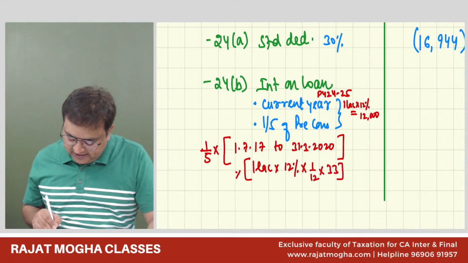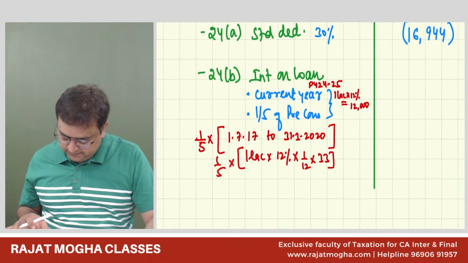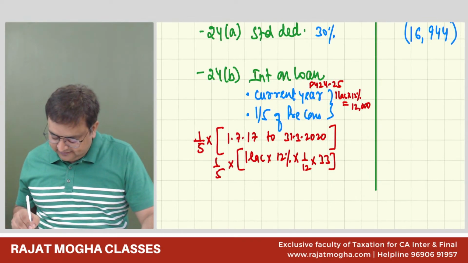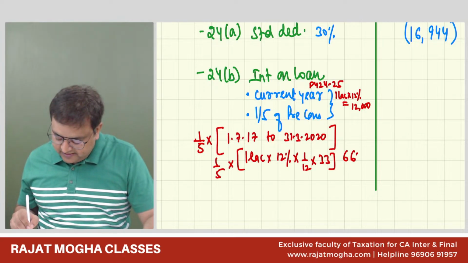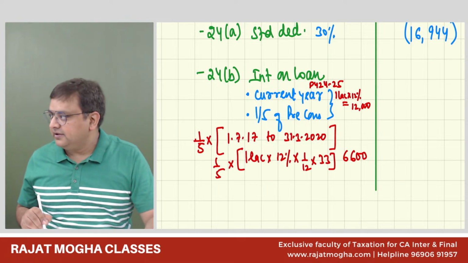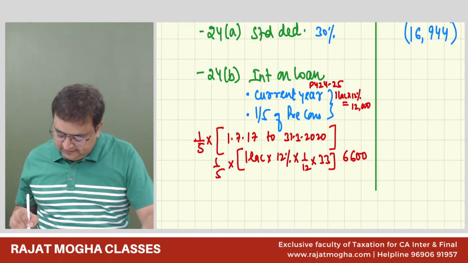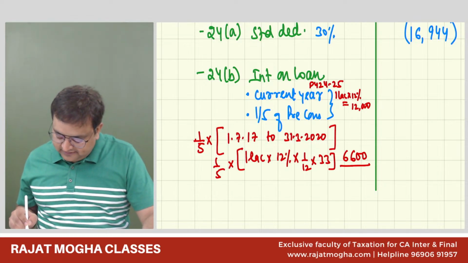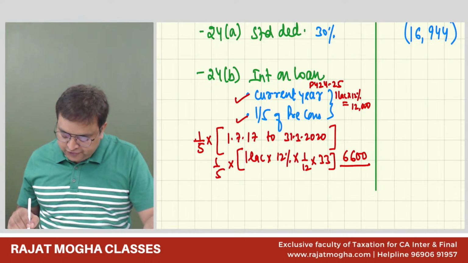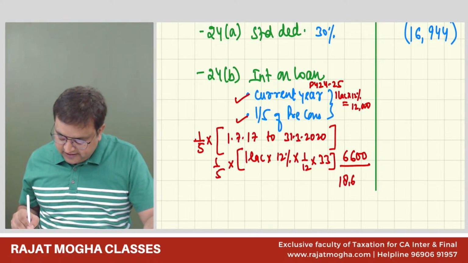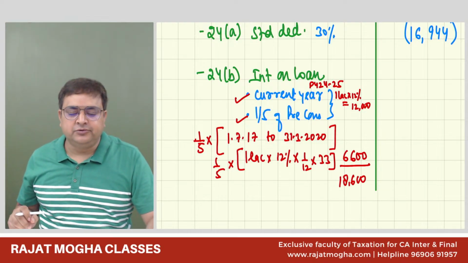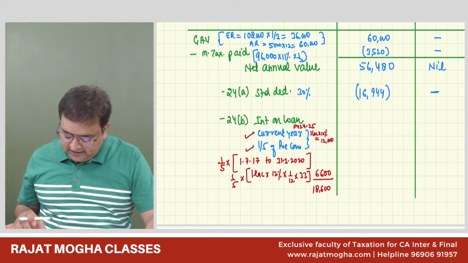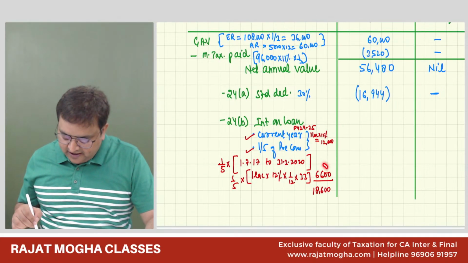So this interest into 1/5 gives 6,600. After doing 1/5, 6,600. Okay, good. So the total interest, current year and 1/5 portion, is 18,600. This is the total interest for this particular period of 24B, and this 18,600 is for the entire house.